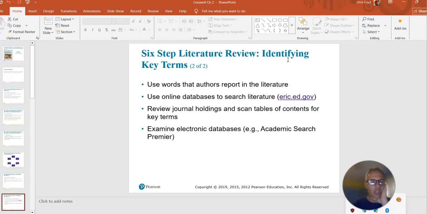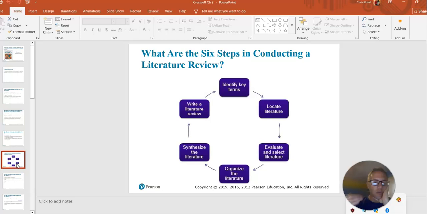I did that the other day in orientation, but to show you again how to jump in and take a look at some articles. Okay, so again, review the chapter here, use your book and the PowerPoint to help you look at the quiz, but the important component in this chapter is the 6 steps in conducting that literature review.